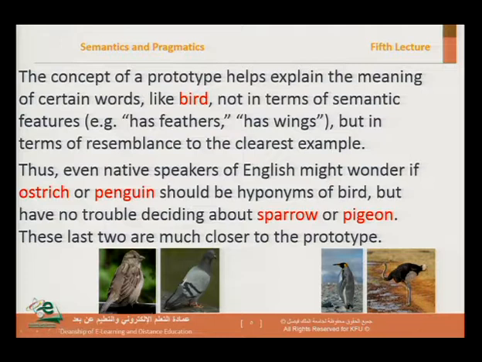So you would most likely not think about them as the best examples or the first examples that would come to your mind about birds. Give me an example of a bird, pigeon. Give me an example of a bird, sparrow. You would not think penguin as a bird or ostrich as a bird. Okay? So we call this concept or theory a prototype. Prototype. Okay?